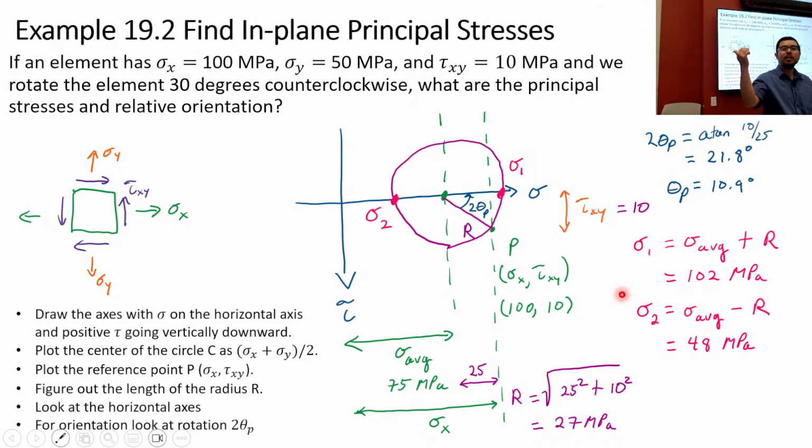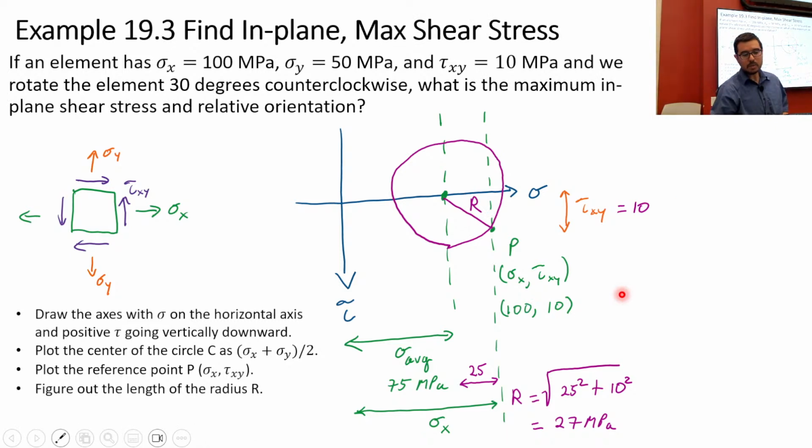The next example, if we did arbitrary orientation and we did principal stresses, what are we going to do next? Maximum in-plane shear stress. Oh yeah. For maximum in-plane shear stress, we have the same state of stress we had to start with: 100 megapascals, 50 megapascals. Actually, I should delete this because we're not rotating the element. We want to know what the maximum in-plane shear stress and relative orientation are. Typo on my part.